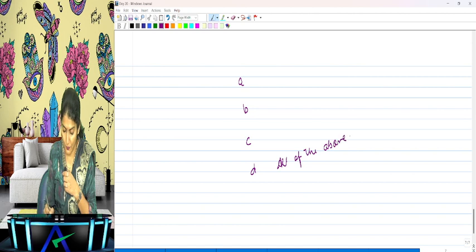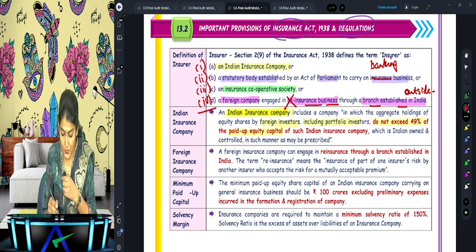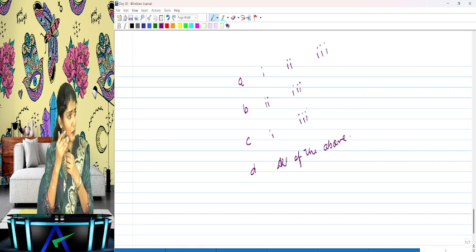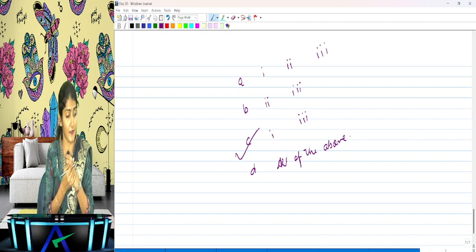Then what is going to be the A option? 1, 2, and 3. Right. What is another option? 2 and 3. And what is going to be another option over there? 1 and 3, right? So 1 and 3. Right, so which is the correct option over here? C is the correct option.